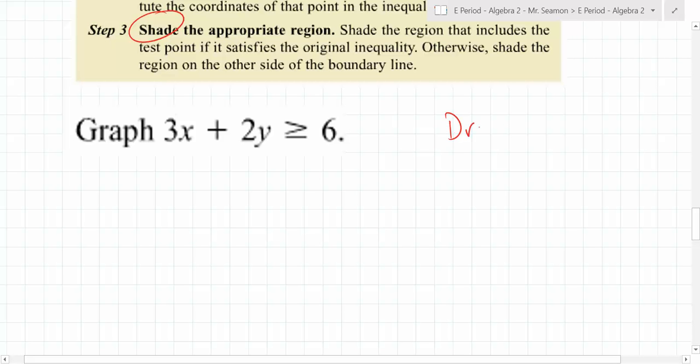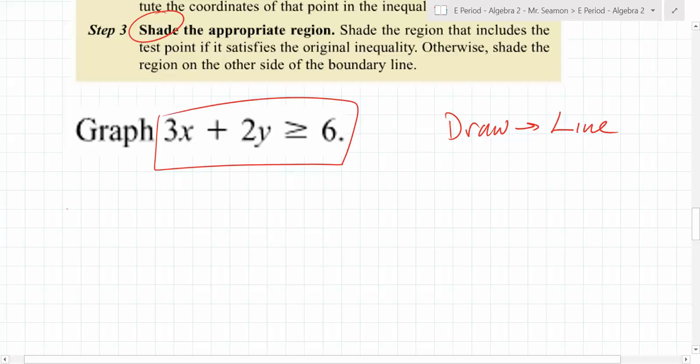Draw. And remember, what are we going to draw? We're going to draw the line. So if I gave you this inequality, what are you going to draw? You're going to draw the graph of what function? That isn't a function, that's an inequality. What function are you going to draw? Instead of an inequality, all you need to do is replace the inequality with a, say it, what'd you say? An equal sign.